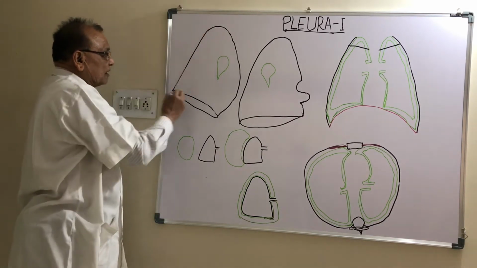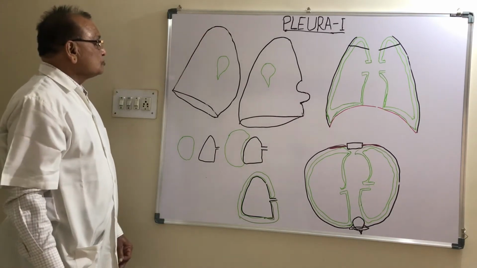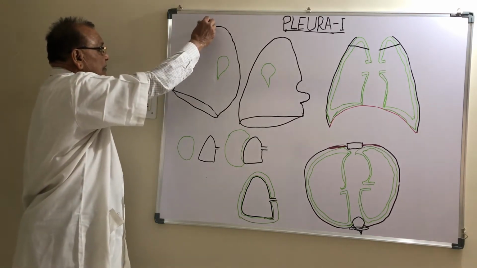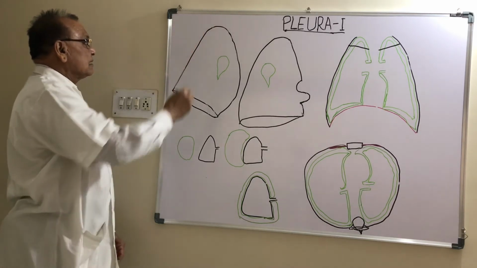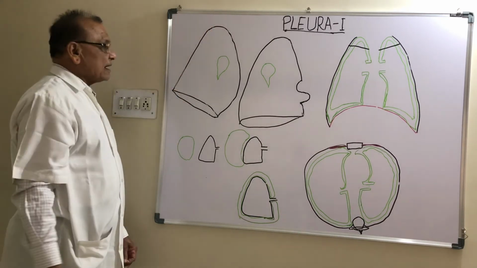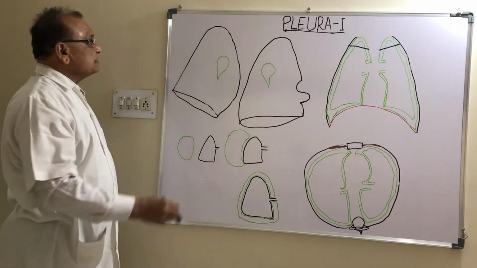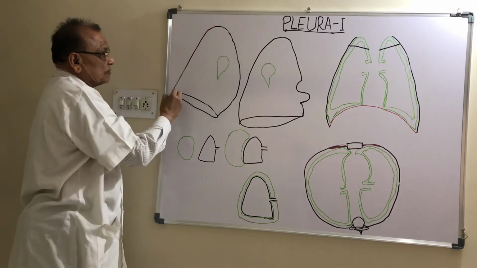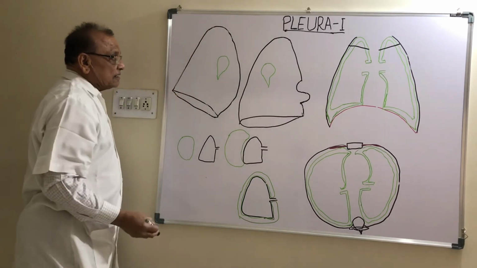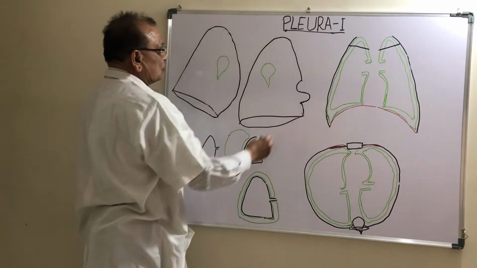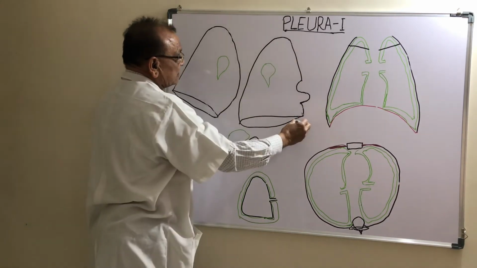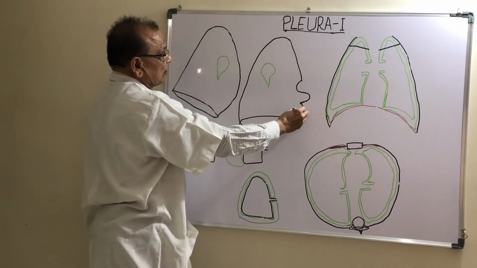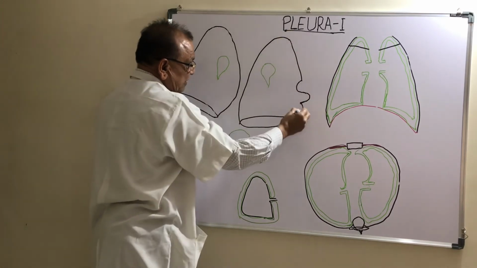Now the anterior border of the right lung is short, thin, almost straight, and extends from the apex to the base. See the anterior border of the left lung. It is also thin, short in length in comparison, and also extends from the apex to the base.